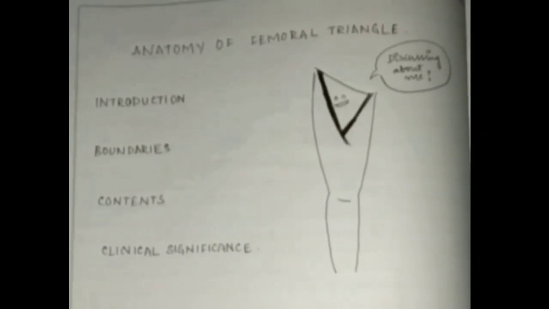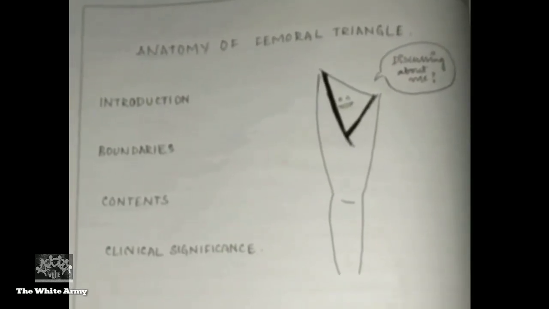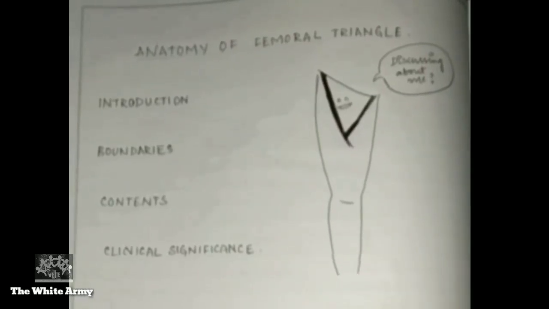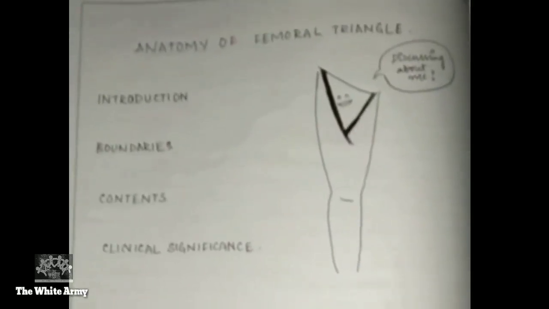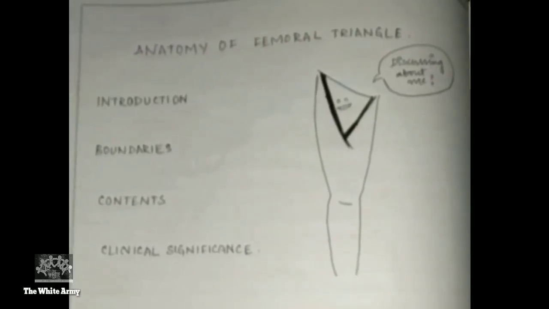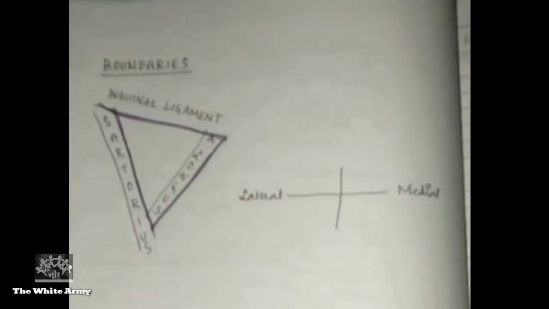Hello everyone. Today let's discuss the anatomy of the femoral triangle. This topic can be discussed under the following headings: Introduction, Boundaries, Contents and Clinical Significance. The femoral triangle is a triangular depression on the upper one-third of the front of the thigh, immediately below the inguinal ligament.